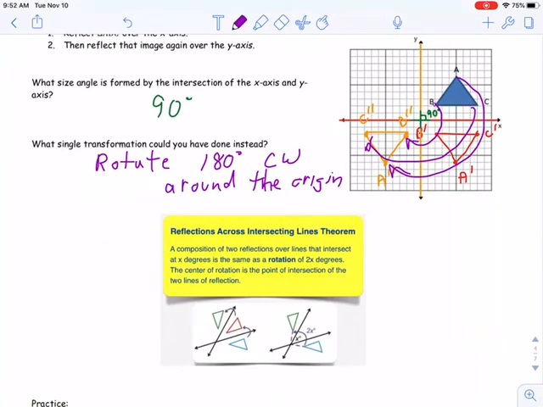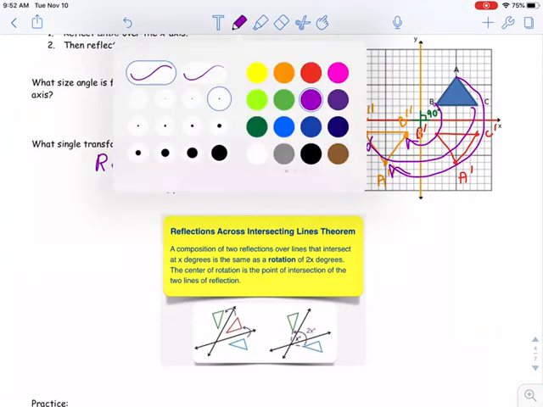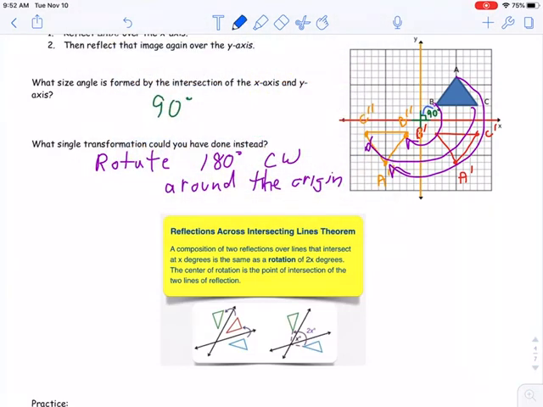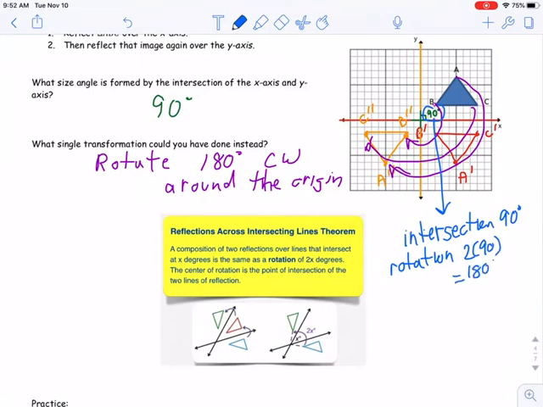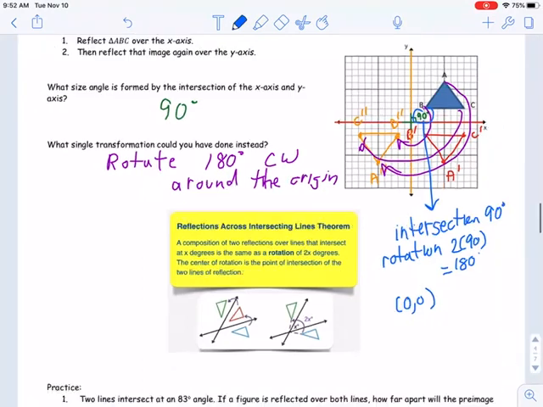And we actually have that written right here very mathematically. So, a composition of two reflections over lines that intersect at x degrees is the same as a rotation of 2x degrees. So let's pause and relate it. All right, we had this 90 degrees here. We reflected. All right, the intersection was 90 degrees. So the rotation was 2 times 90, also known as 180 degrees. All right, the center of rotation is the point of intersection. So in that case right there, it was the origin, so it was just 0, 0 of the two lines of reflection.